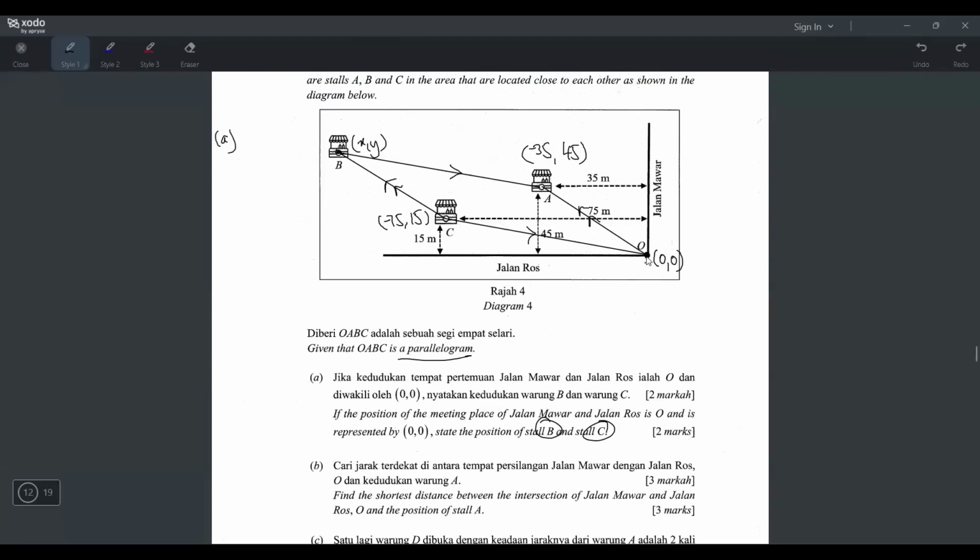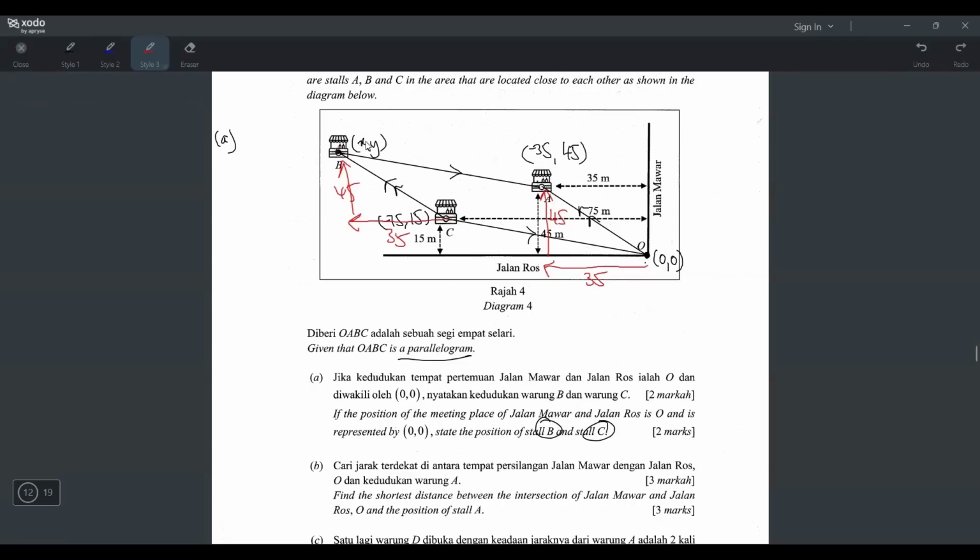Another method is like this. From O to A, you can see A's coordinate is negative 35, 45. It means, I use red color, it means I will go here 35, and then I will go here 45, right? So can you tell me from C to B, it should also be what? It should also be 35, 45, right? Makes sense, right? Because this is a parallelogram. So from here you go 35 to the left and then go up 45. So from C to B it should also go left 35, go up 45.